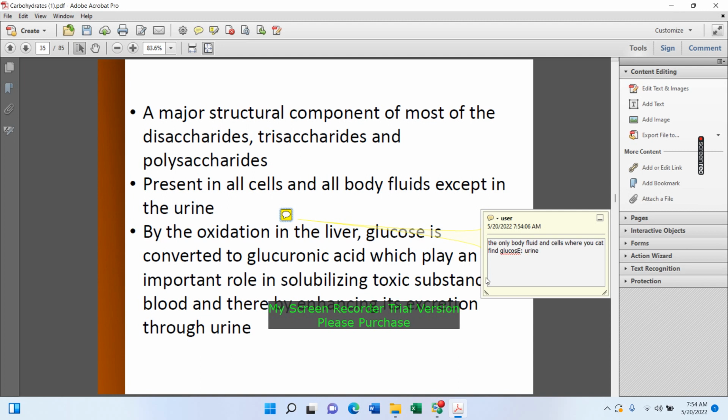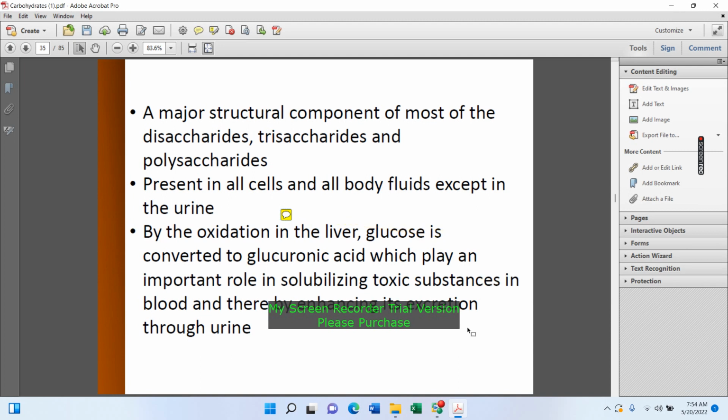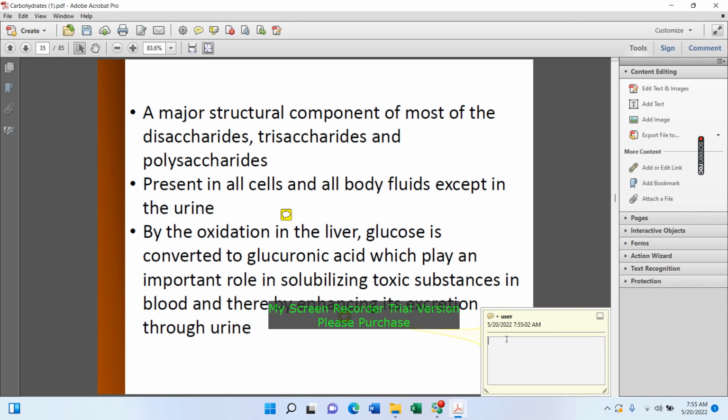By oxidation in the liver, glucose is converted to glucuronic acid, which plays an important role in solubilizing toxic substances in the blood and thereby enhancing their excretion through urine. If the toxic substances in blood were passed directly to the urine, it might cause some problems.